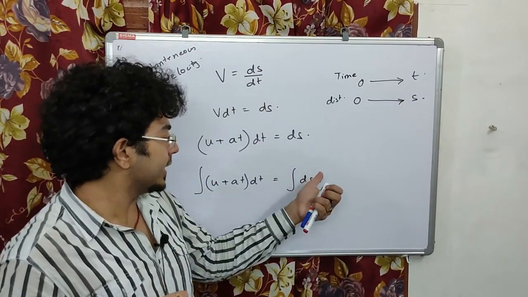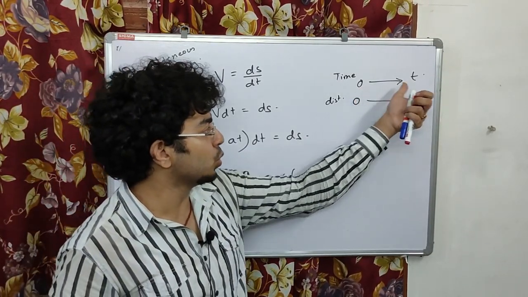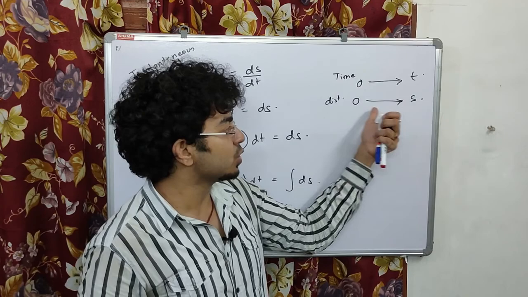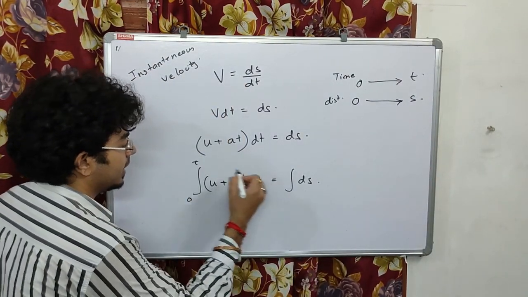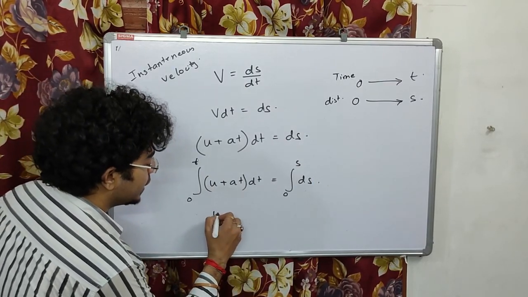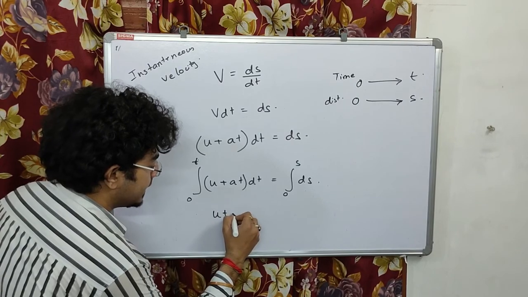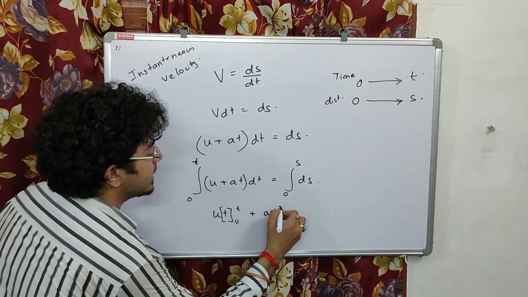So we need to integrate this equation from time equal to 0 to t, and distance from 0 to s, right? So on integrating, with this upper limit and lower limit, we get ut plus at square by 2.